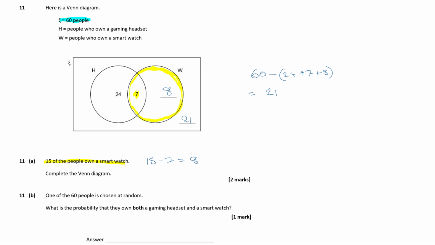Part B says one of the 60 people is chosen at random. What is the probability that they own both a headset and a smartwatch? That's just the notation for the bit in the middle, the intersection of the two. That's the bit we're interested in here, isn't it? That both is that bit in there. So there are 7 people in that range, and then out of a total of 60. So the answer is 7 over 60.